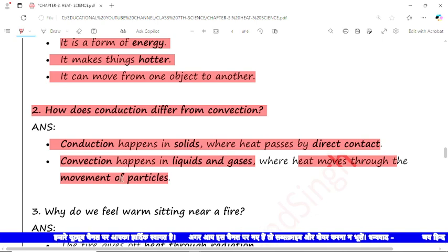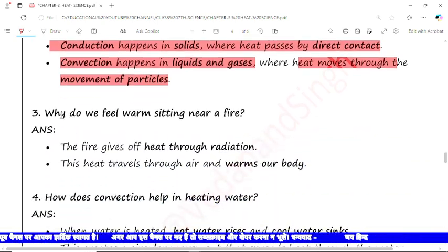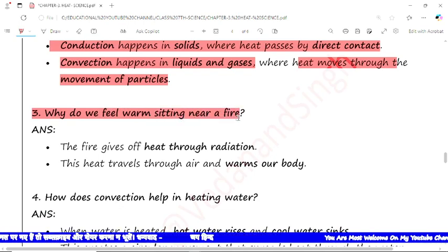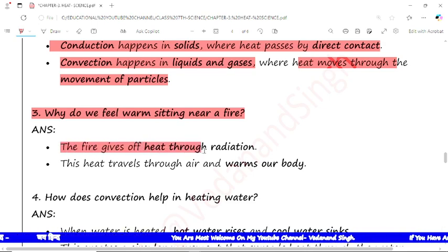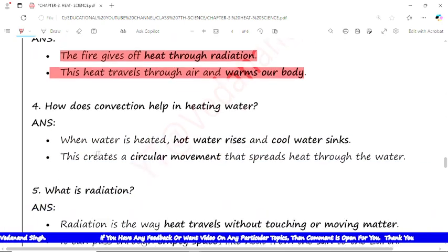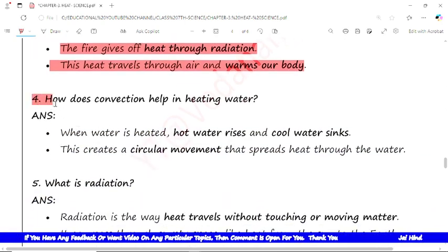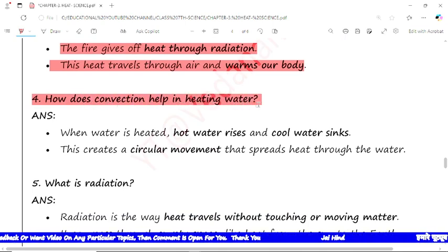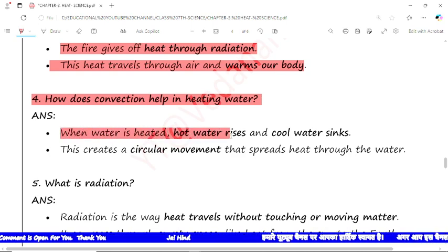Now the third question is why do we feel warm sitting near a fire? The answer is the fire gives off heat through radiation. This heat travels through air and warms our body, keeps our body warm. These are the reasons. Now the fourth question is how does convection help in heating water? The answer is when water is heated, hot water rises and cold water sinks.